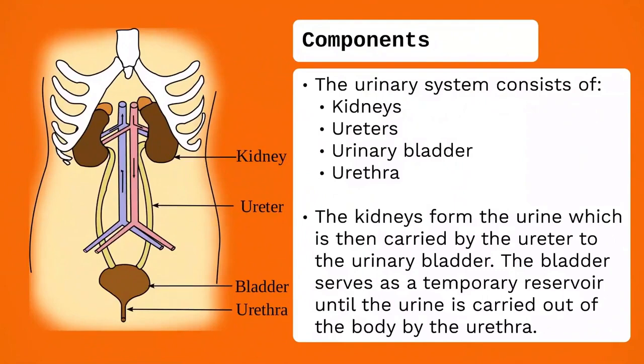The components of our urinary system include the kidneys, ureter, urinary bladder, and urethra. The kidneys form the urine, which is then carried by the ureter to the urinary bladder. The bladder serves as a temporary reservoir until the urine is carried out of the body by the urethra.